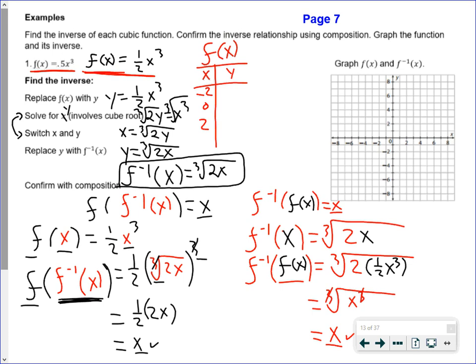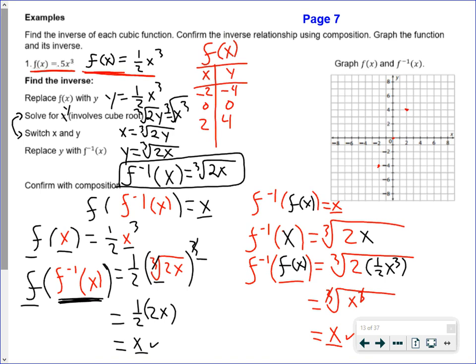So I'm going to plug in -2, 0, and 2 into my f of x. And when I do, -2 cubed is -8, and -8 times 1/2 is -4. When I plug in 0, 0 times anything is just going to be 0. And then when I plug in 2, 2 cubed is 8, 8 times 1/2 is 4. So those are 3 points that I have for my f of x function. I'm going to put them into the graph to get a decent idea of what it's going to look like. So I have -2, -4, 0, 0, and 2, 4.